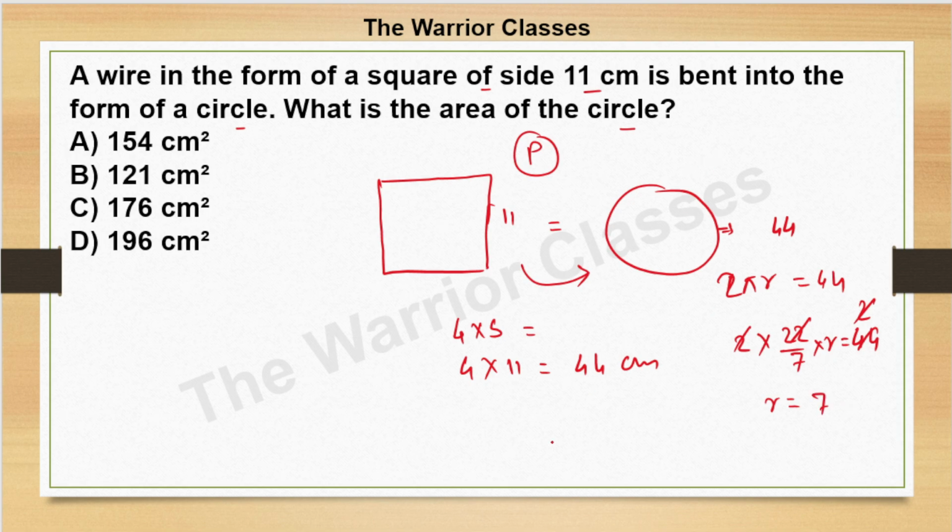Now we will have to calculate the area. We know area is equal to pi r squared. For the circle it is 22 by 7 multiplied by 7 multiplied by 7. 7 and 7 are cancelled. So 22 times 7 is 154 centimeter squared. So option A, 154 centimeter squared, is the correct answer. Now the next question.